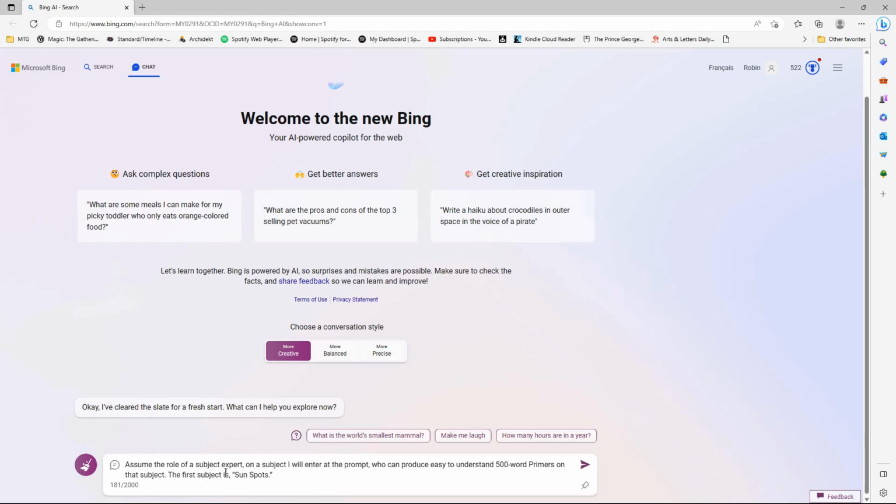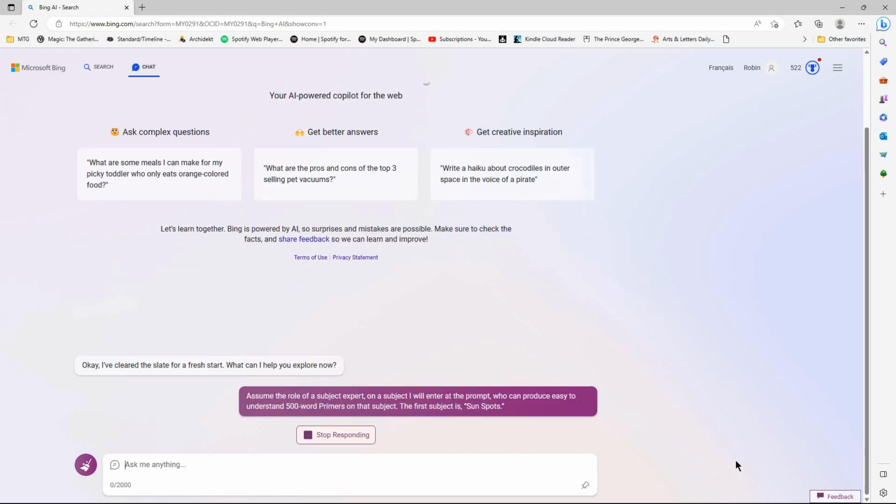So assume the role of a subject expert on a subject I will enter at the prompt, who can produce easy to understand 500 word primers on that subject. The first subject is sunspots. So let's try that. So we should get a primer on sunspots.